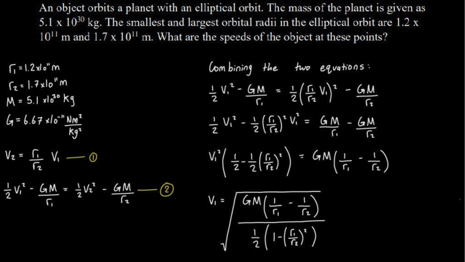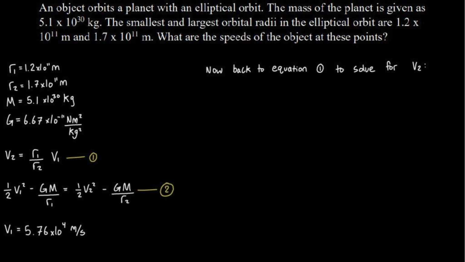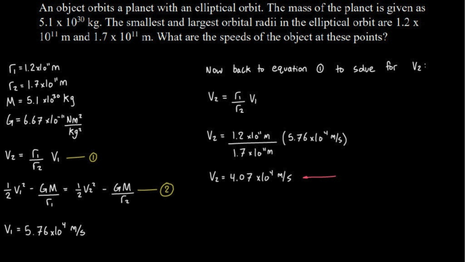So we end up with kind of an ugly equation, but if we look at this equation, we've got capital G, which is our constant, we know that. We've got capital M, which is the mass of the planet, we've got that. And the other two pieces are R1 and R2, and we have both of those. So that means we can go ahead and plug our numbers in. And when we do that, we get that V1 is equal to 5.76 times 10 to the 4 meters per second. Now our last step is to go back to V2 because we need to solve for that one using the V1 that we just solved. So we go back to equation 1 and plug in our numbers there, and we'll get that V2 is 4.07 times 10 to the power of 4 meters per second.